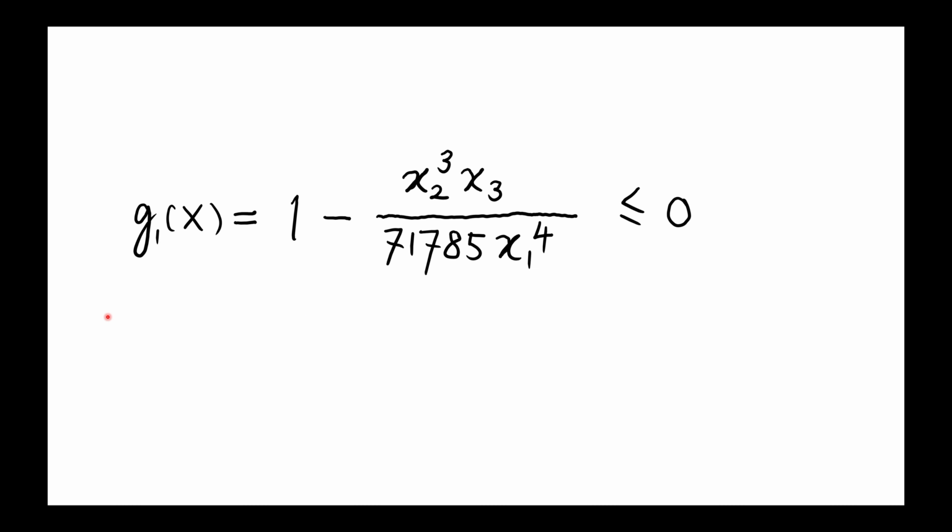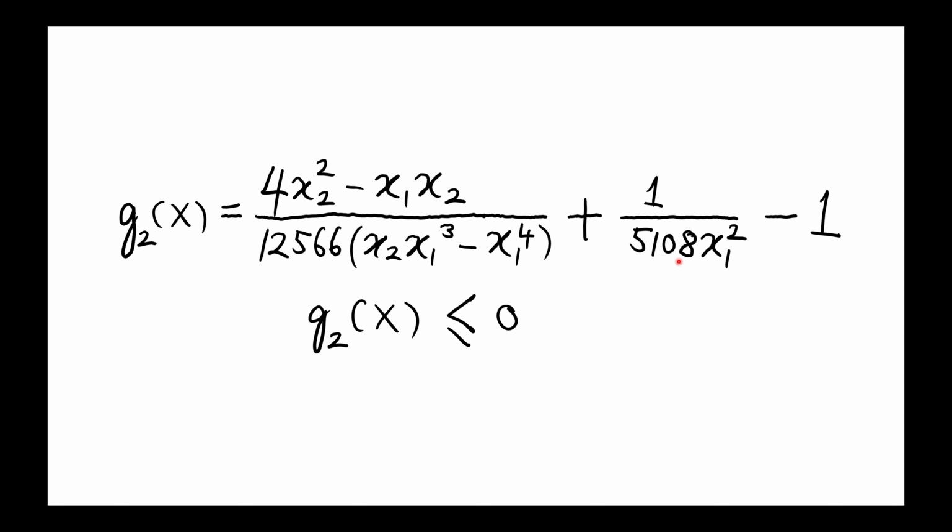The equation for the G1(x) is 1 minus x2 to the power of 3 multiplied with x3, divided by 71785 multiplied with x1 to the power of 4. So the whole calculation of G1(x) should be less than or equal to 0.